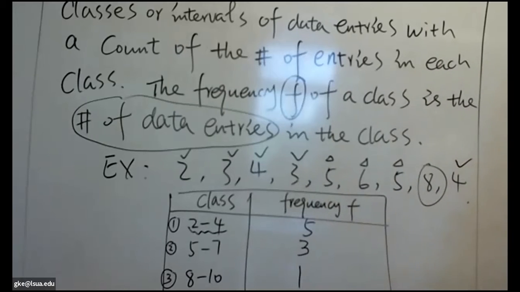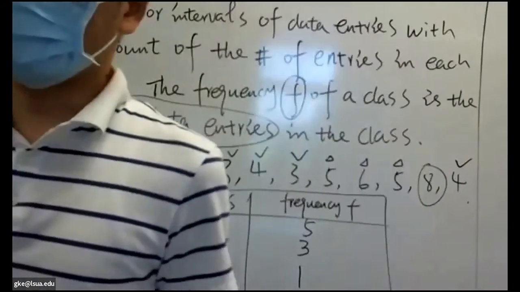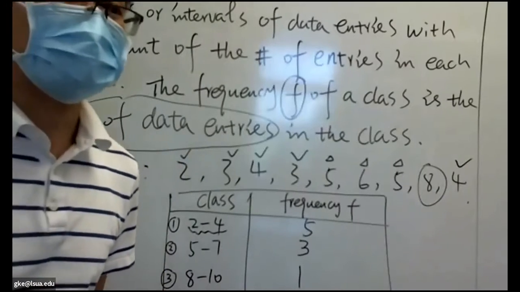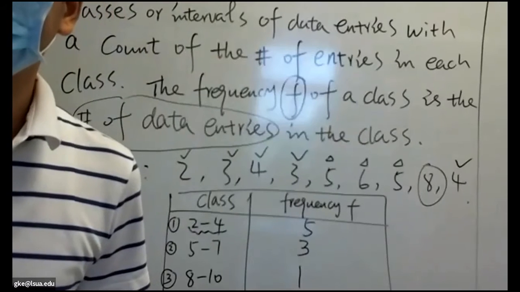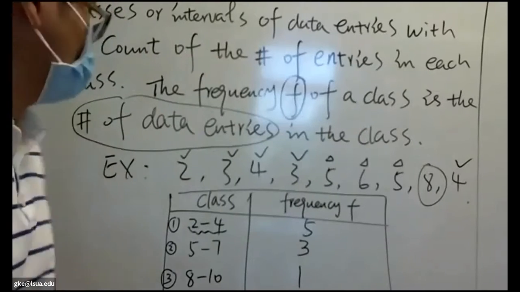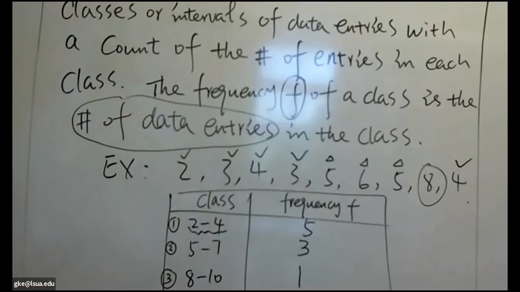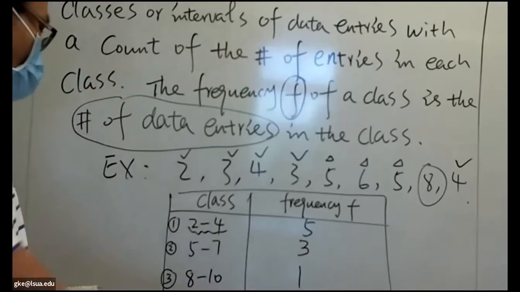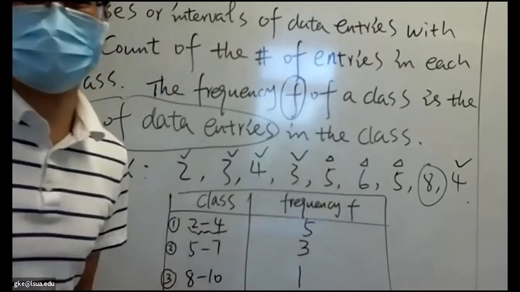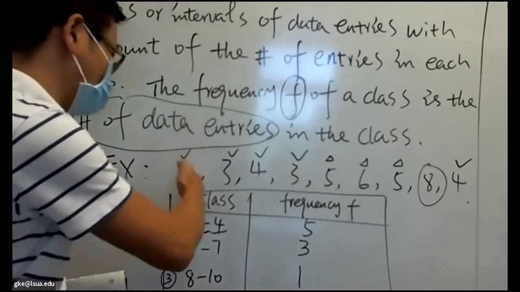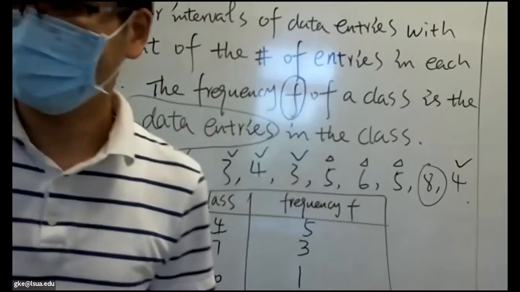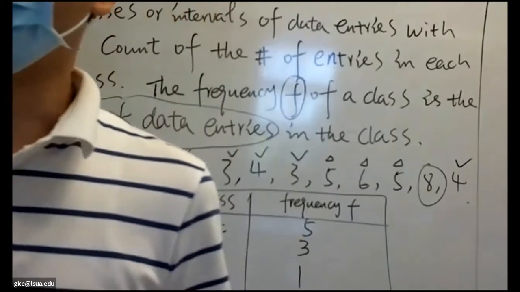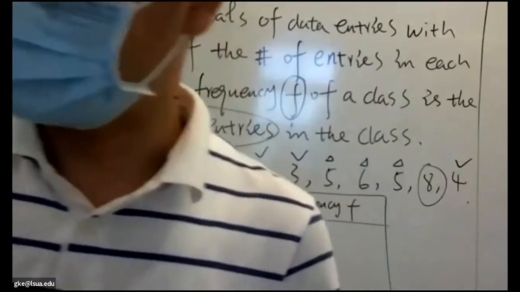Okay, so be careful. The frequency is always about the number of data, not the value of the data. Some people say, hey, 2 is in class 1, so I just write down 2 here. That's wrong. We need to count the numbers. Very good. Any questions so far? Let's continue.